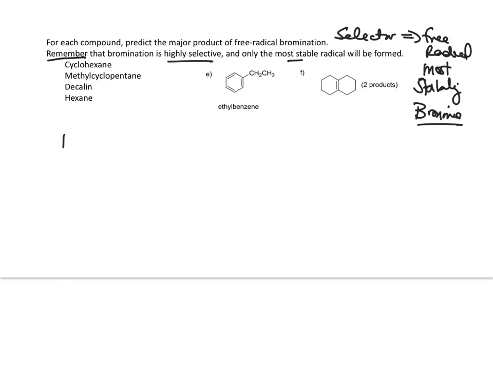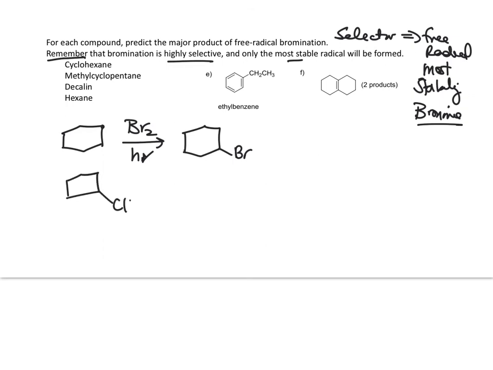Okay, so cyclohexane, and you react this with bromine and H nu. All of your carbon hydrogens are secondary, so you're just going to get one, and that's just the bromine. Okay, methyl cyclopentane. This looks like what we've done already. Methyl cyclopentane. So there's your bromine, H nu. You're going to get the tertiary bromination.